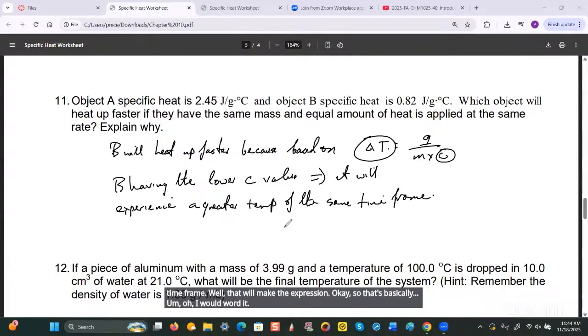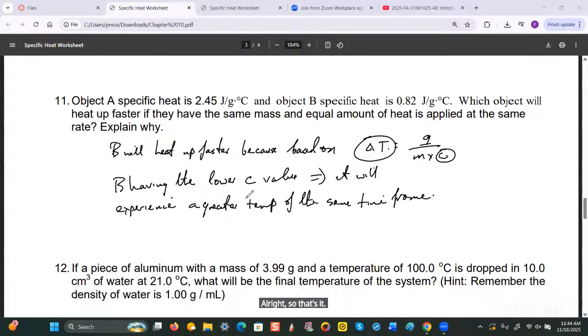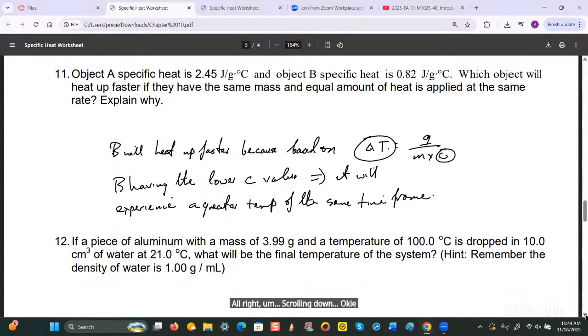All right, so that's it for question number 11. All right, scrolling down. Okay, now this one is interesting here, number 12.